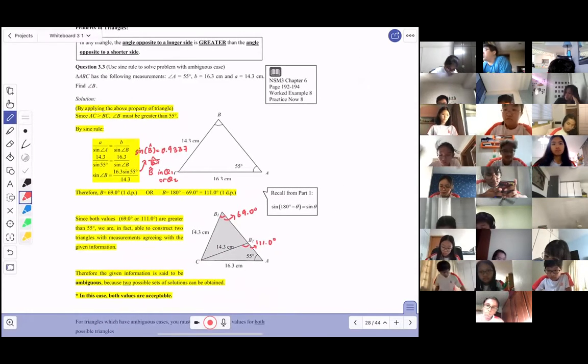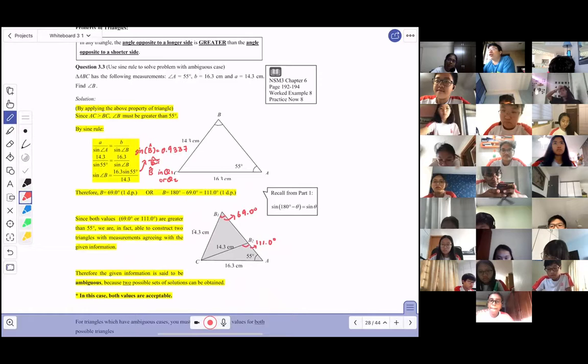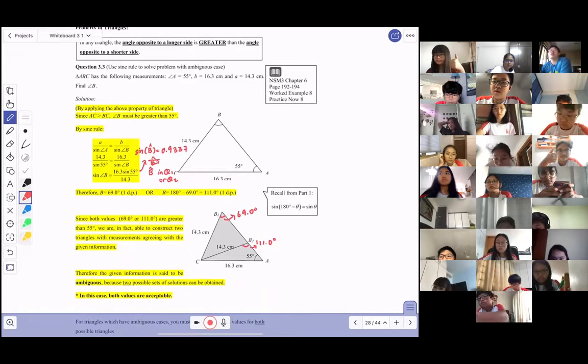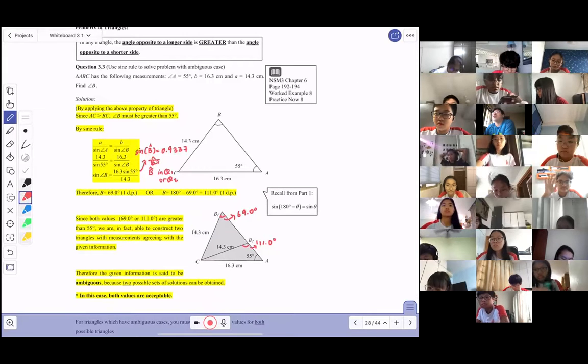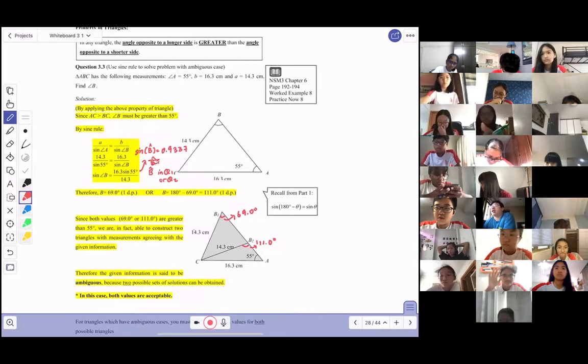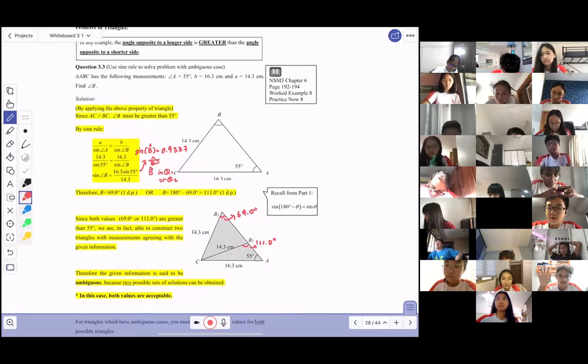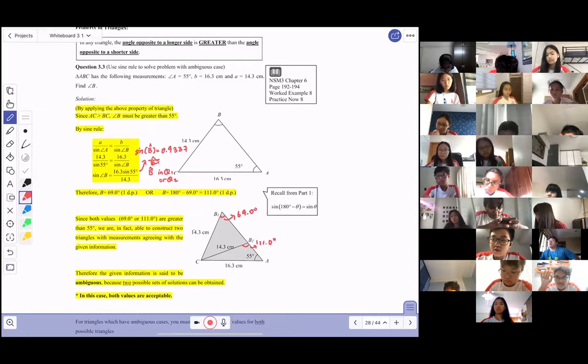I'm just looking around to see who is done. If you're done, can you give me a thumbs up or raise your hand? If you're done with 3.3, just raise your hand so I can see. Okay, very good. You can all see each other's hands raised too, right? One, two, three, four, five.